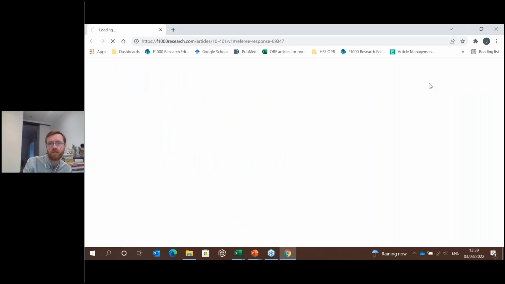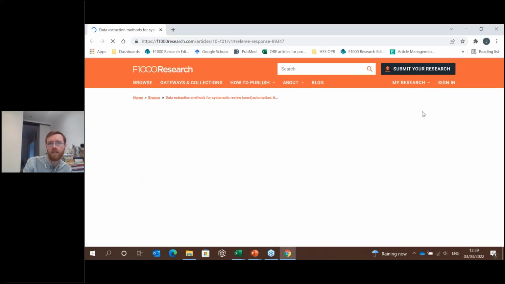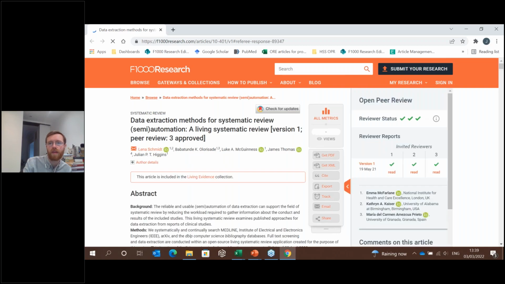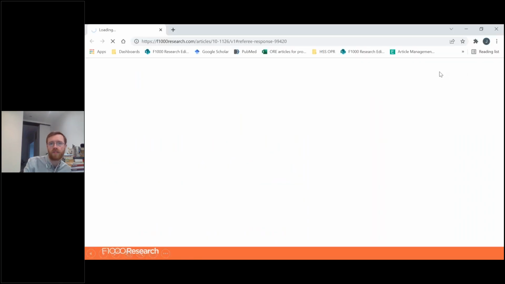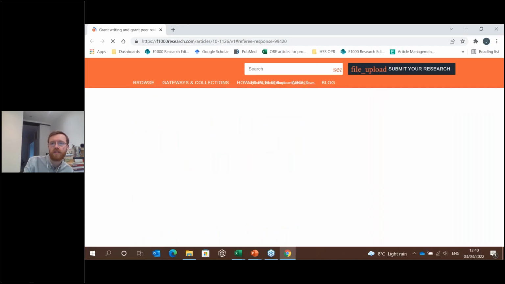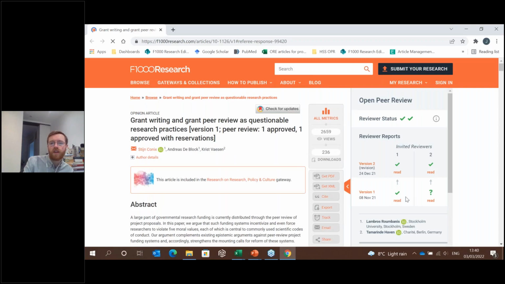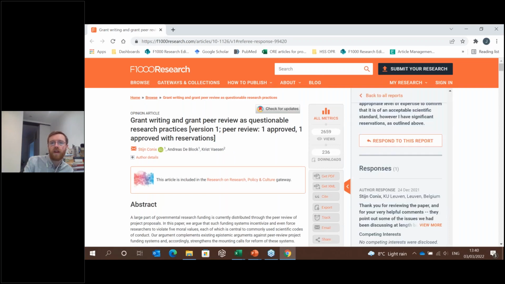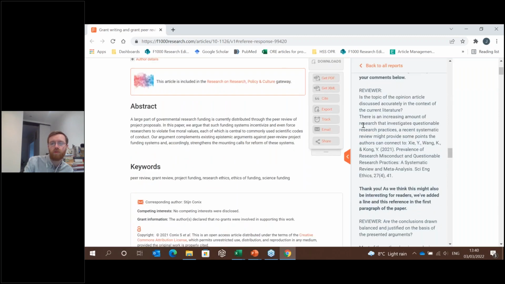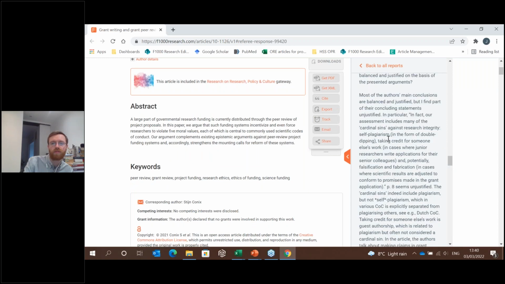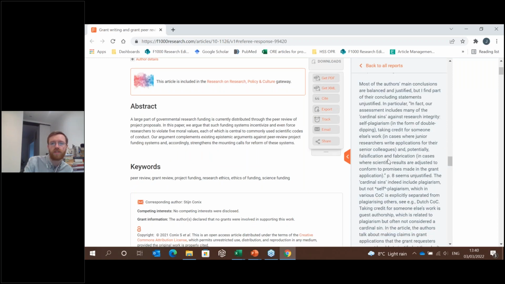Finally, let's have a look at this one, the systematic review. Again, nice, very thorough. And there's also the opinion article, because I think this has a very good example of the reviewer response. In best practices, and this is what we're really looking to encourage, is a full-blown point-by-point response from the authors to the reviewers.